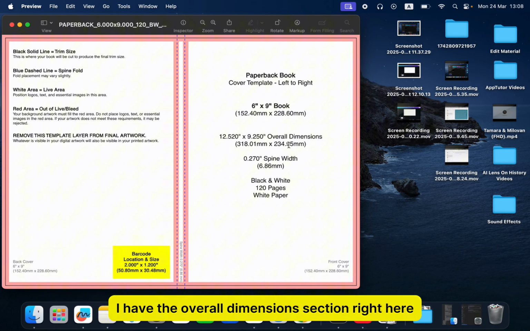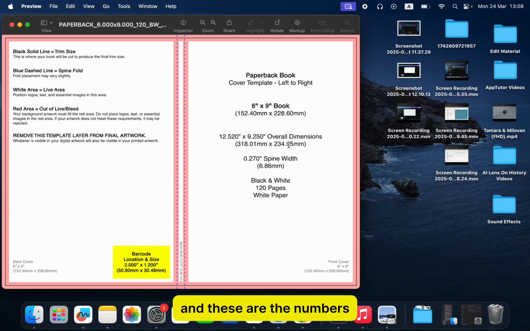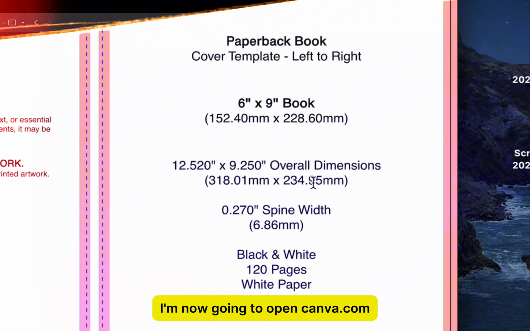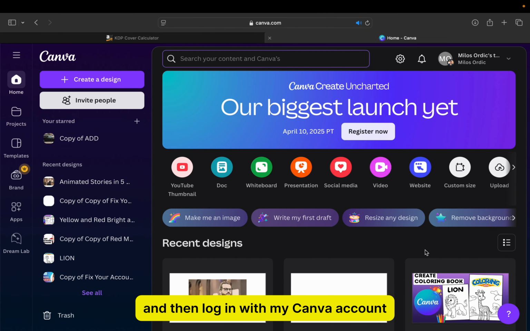I have the overall dimensions section right here. And these are the numbers which we'll need to enter when creating our custom design, and I'll show you that also. I'm now going to open canva.com and then log in with my Canva account.